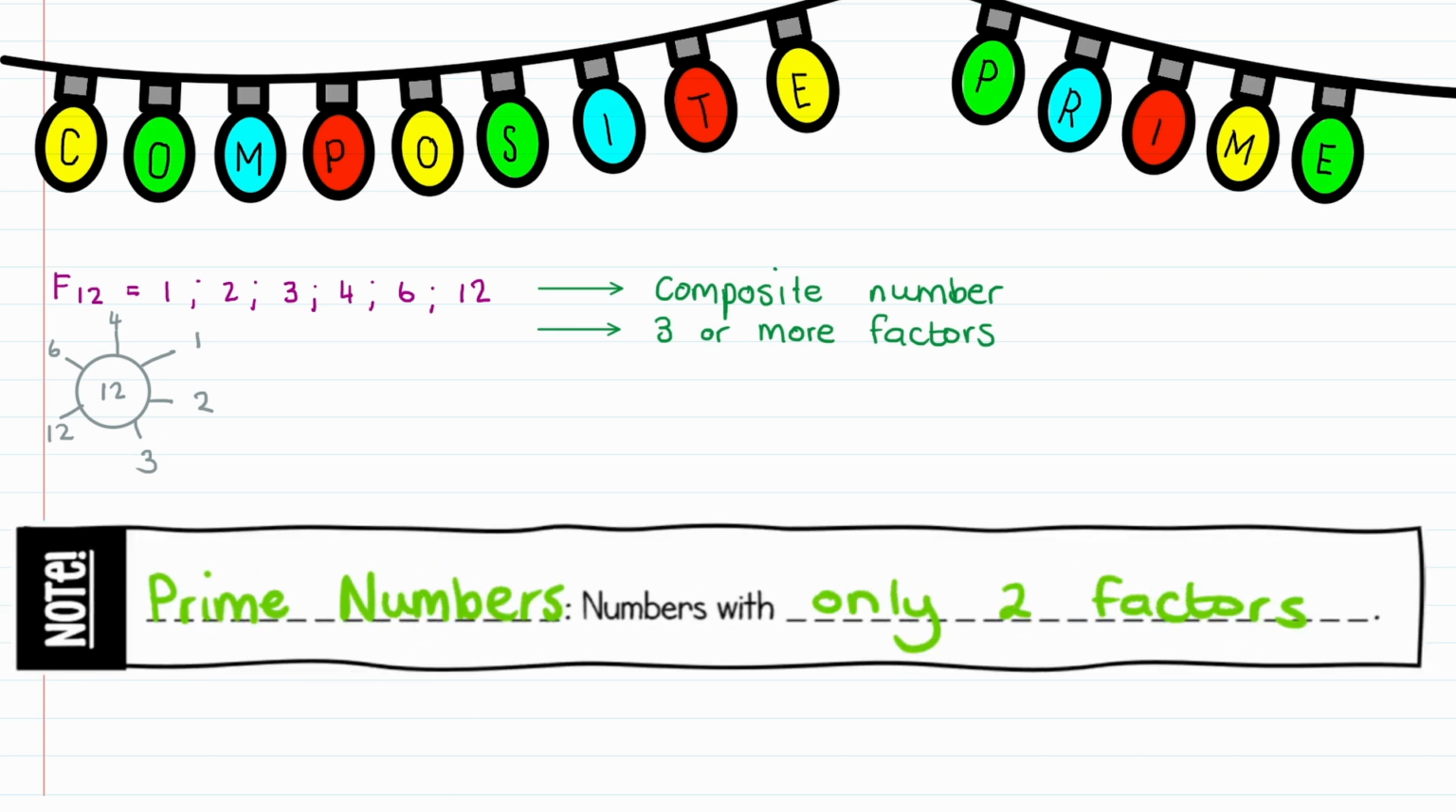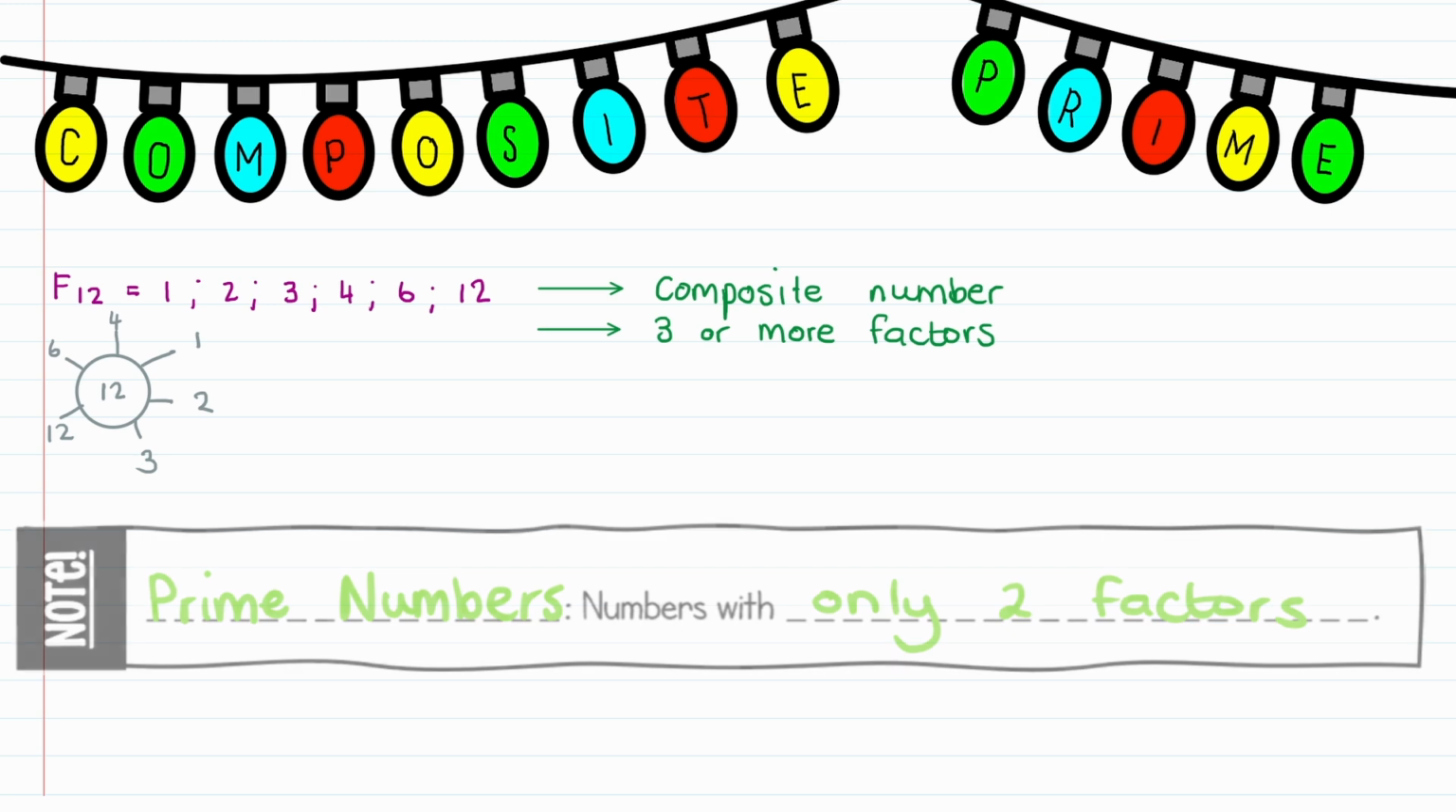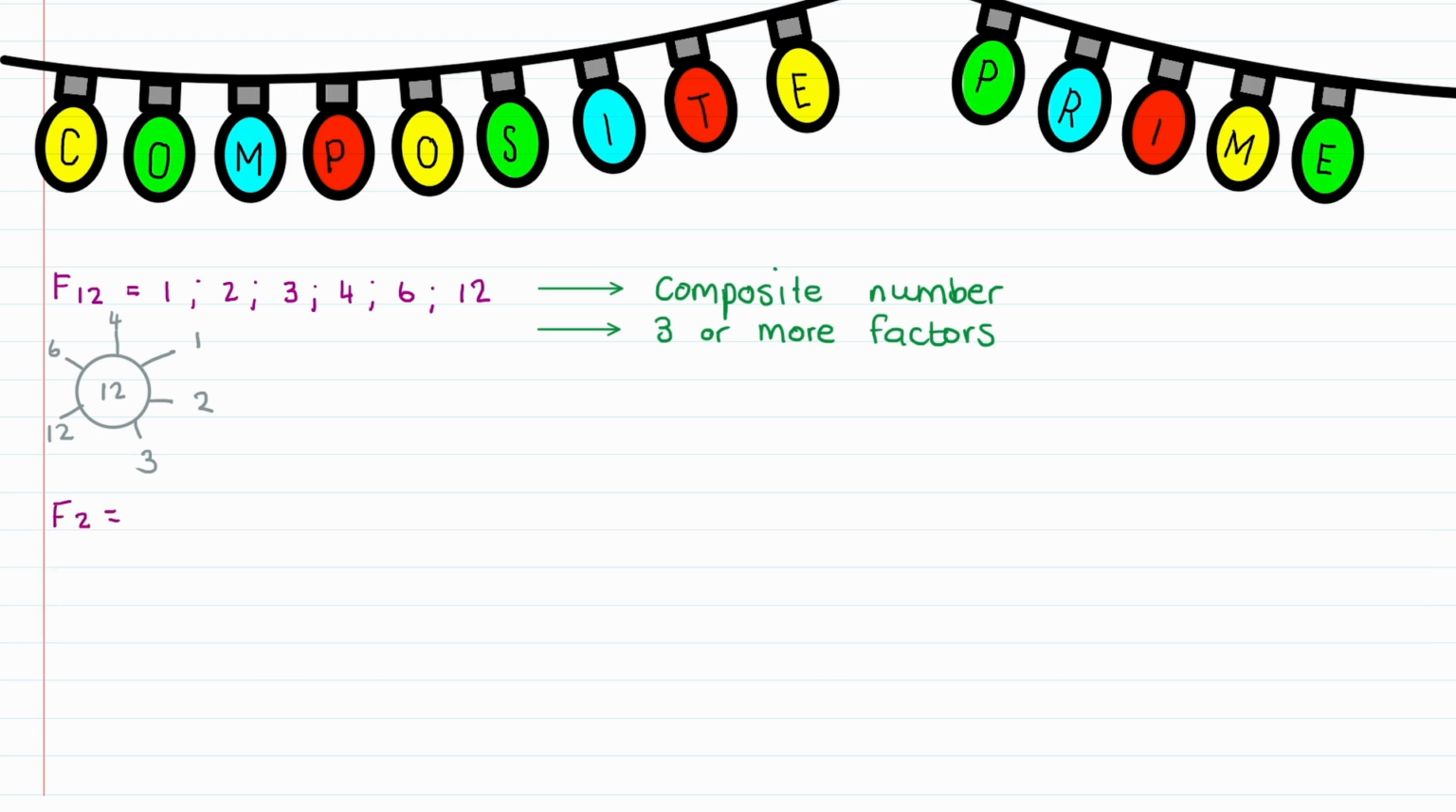Prime numbers are numbers with only 2 factors. We can see this by proving that the number 2 is a prime number. We know that the factors of 2 are just 1 and 2, so since it only has 2 factors, it is considered to be a prime number.